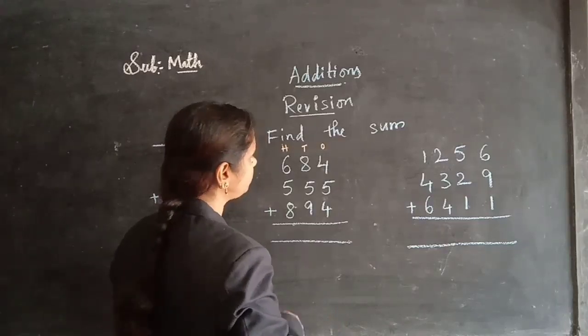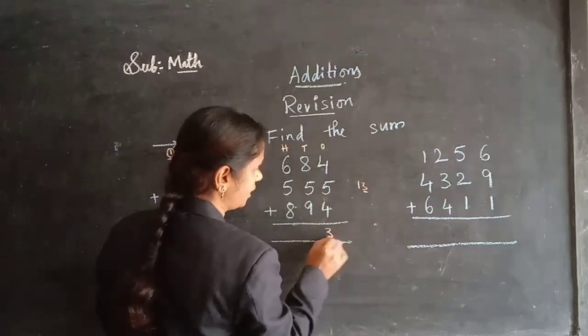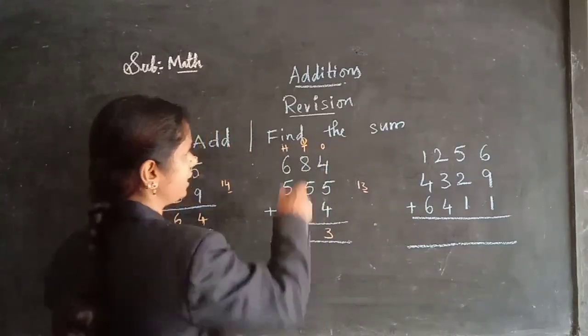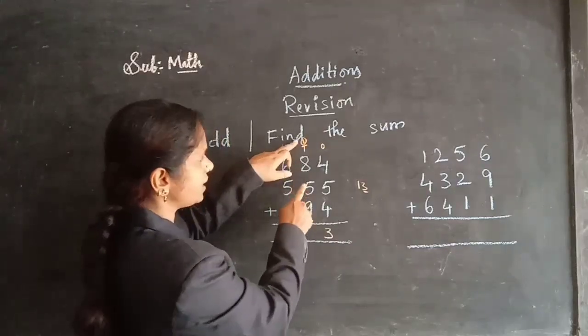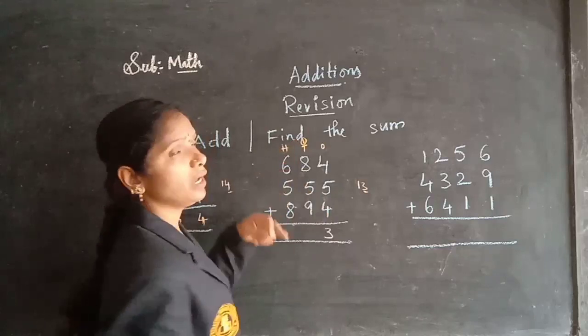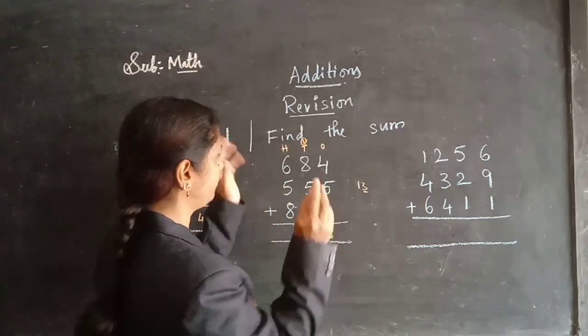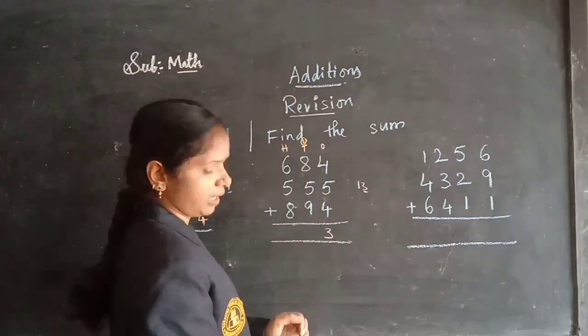So 13 is nothing but this 3 I am writing here. This 1 I am taking as a carry on the tens. Now I am adding the tens column with the carry number. Here the carry is 1. 1 after I need to add 8 here.